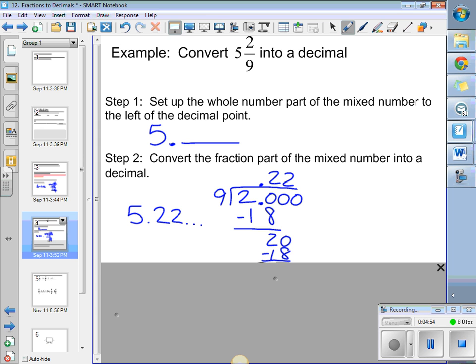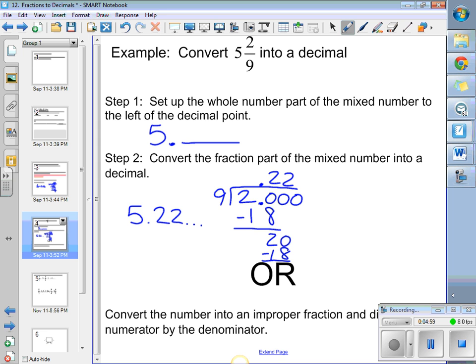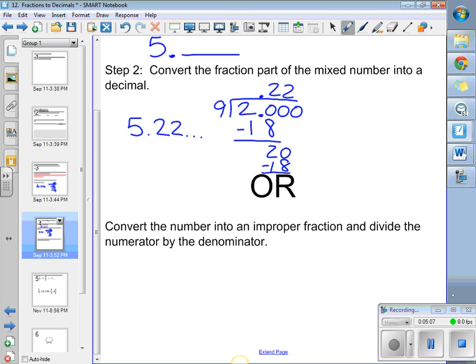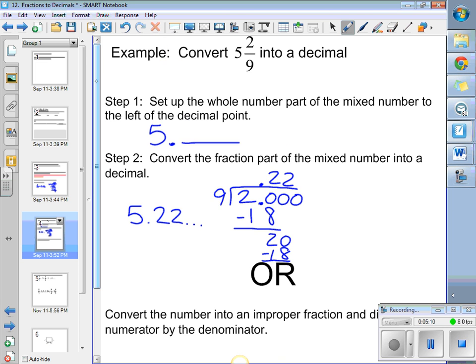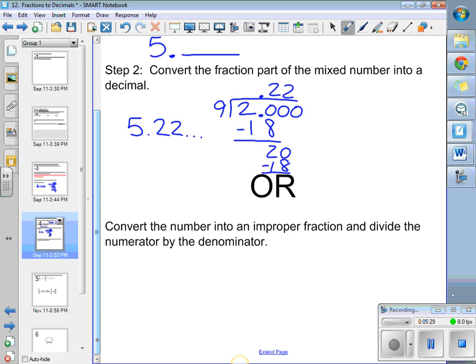Okay? All right. The other way we can do this is we convert the number into an improper fraction and divide the numerator by the denominator. So we do 5 times 9 plus 2, and all of that will go over the 9. So 5 times 9 is 45 plus 2, so we've got 47 over 9. So now, I come down here, and I actually have to extend this.